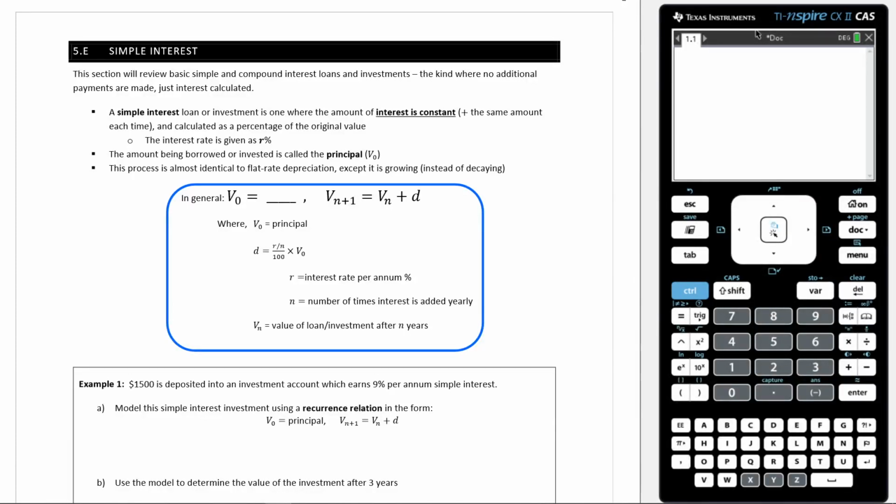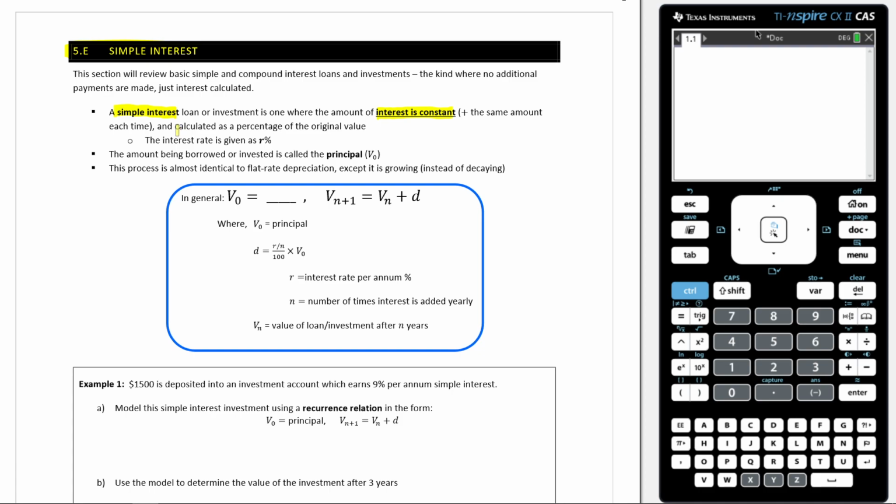Welcome to another lesson. Today, we're going to go through simple interest. This section will review basic simple and compound interest loans and investments, the kind where no additional payments are made, just interest calculated. A simple interest loan or investment is one where the amount of interest is constant, the same amount each time, and calculated as a percentage of the original value.